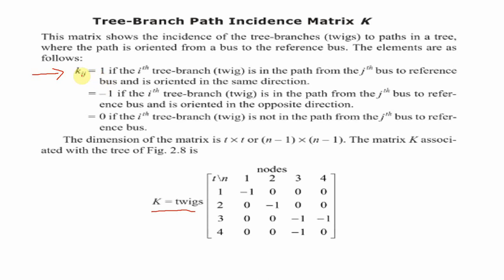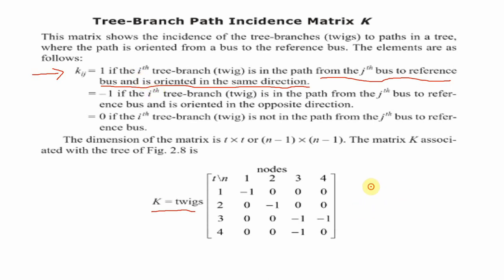First, Kij. K means your tree branch path incidence matrix, and i and j are the nodes. It is equal to 1 if the ith tree branch is in the path from the jth bus to the reference bus and is oriented in the same direction. So here we have to write down the matrix opposite to the concept of incidence matrix formation, right?